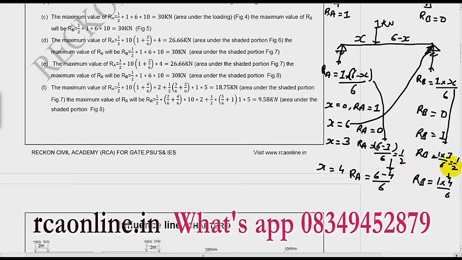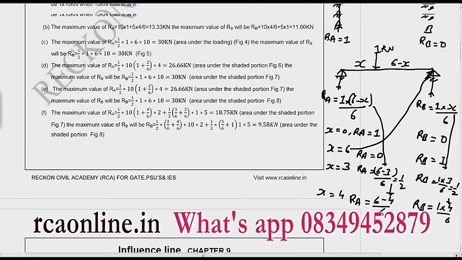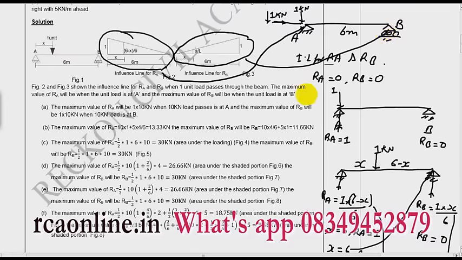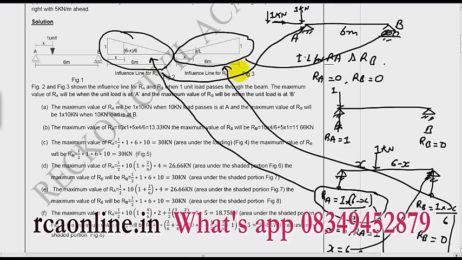So this way I understand that as x increases, RA decreases. And in this case, as x increases, RB increases. So what is the influence line now? You can see, this is the influence line for RA and this is the influence line for RB. How do I draw it? I draw it by this equation. By this equation you can draw this one, and by this equation you can draw this one. So these are the two influence lines of RA and RB.